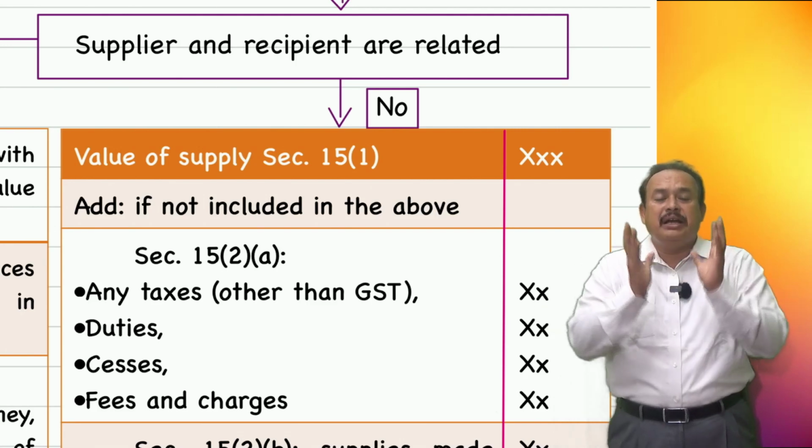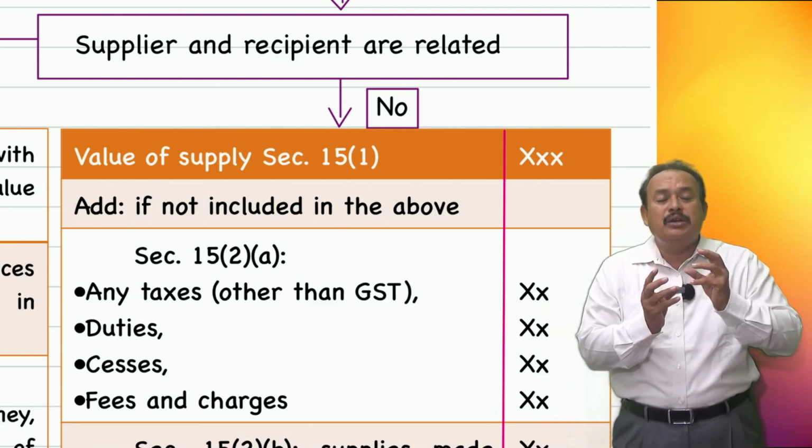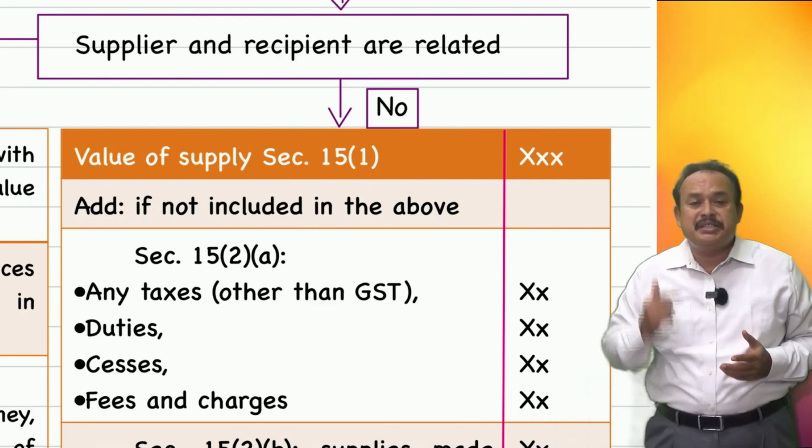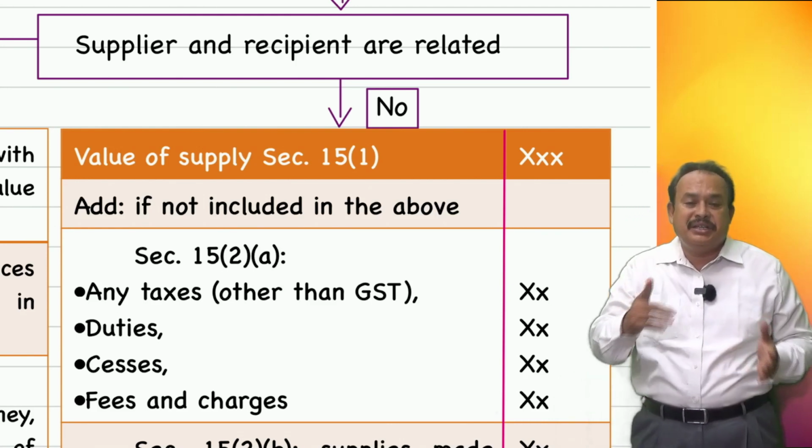Now once I arrive at the value and apply the rate of GST on that value, it may be CGST and SGST, or it may be CGST and UTGST, or it may be IGST, as the case may be.